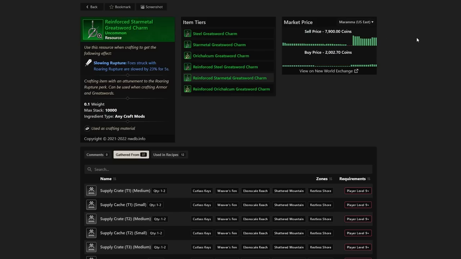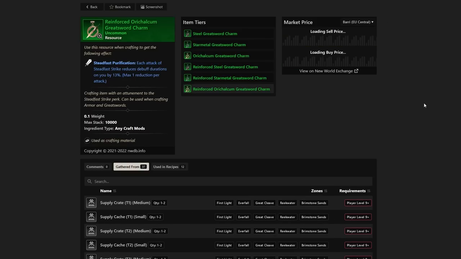Here, actually, in Marama, holy cow, it's a whole different ball game. They're selling for 8K. And if we look at Valhalla, it's selling for 1.5. But if we go to El Dorado, 400 gold. And Bari's actually at 3.2K, so that's pretty good. So overall, this is actually a really good one to look for. Yet again, reinforced Star Metal Greatsword Charm.